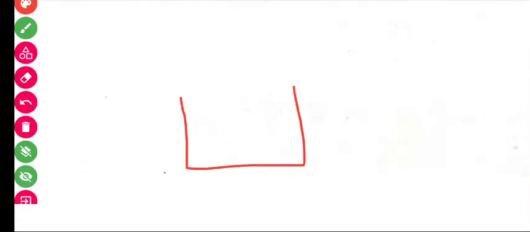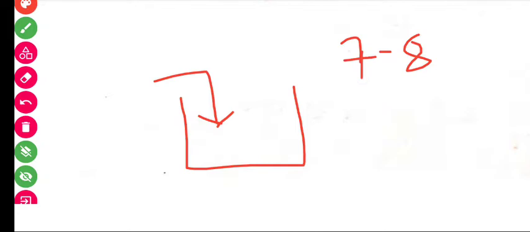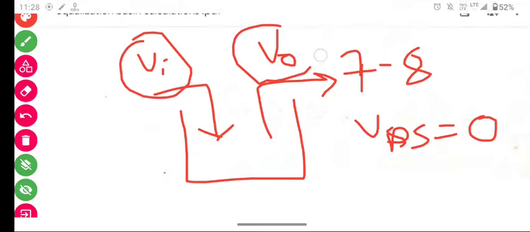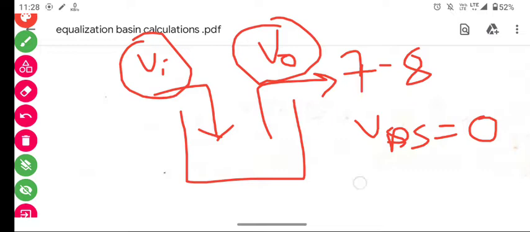From 7 to 8, the flow is zero in this tank. No water is there in this tank between 7 to 8. So the volume previously stored is zero. There was no water present earlier. Some water is coming, V inflow, and some water is going out, this is V outflow. But V inflow and V outflow are not the same, so there will be some storage.